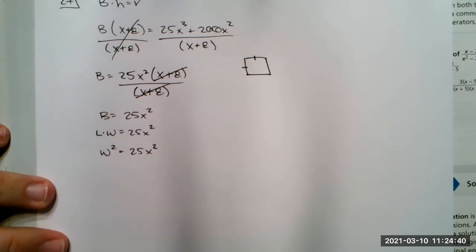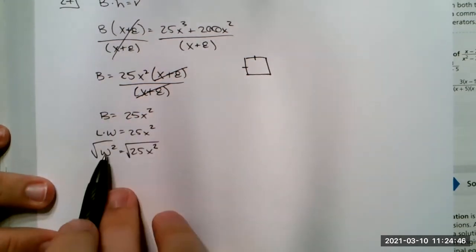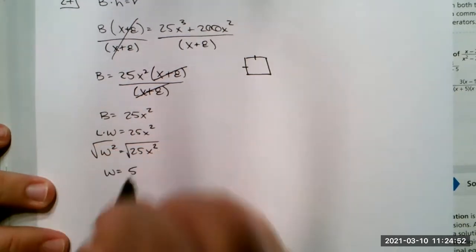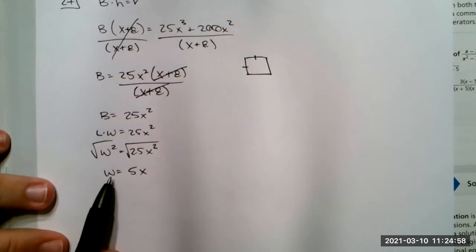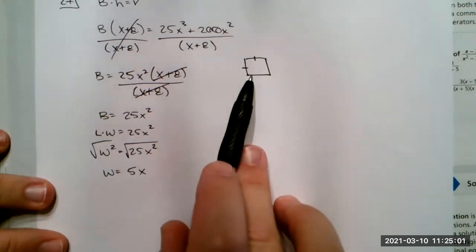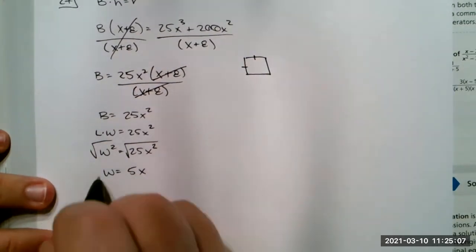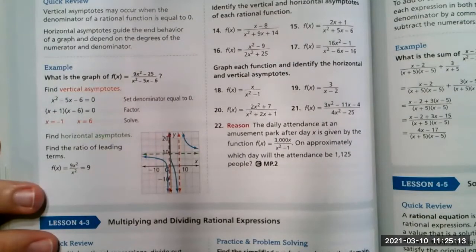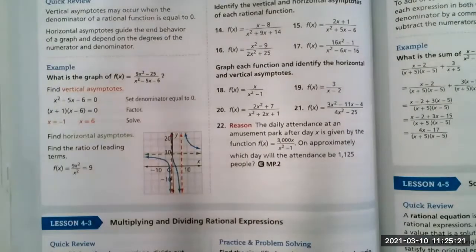Now, the reason I did that is that when I take the square root of both sides, it makes a little more sense. The square root of W squared is just W. The square root of 25 is 5. And the square root of x squared is x. So what they're saying here is that both W and L, the length and the width, because it's a square base, are both 5x. So that would be my answer. Let me make sure there were no domain restrictions or anything like that. So that wraps up 4.3.